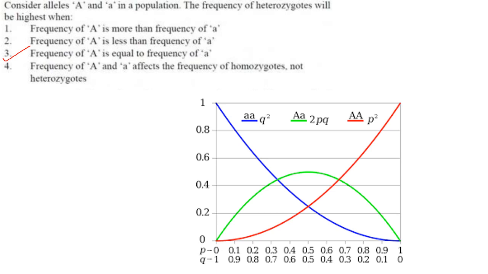Coming to the first question, these questions are from part B. Consider alleles capital A and small a in a population. The frequency of heterozygotes will be highest when. So if you see this graph, you can see that this is the heterozygous graph and the frequency is highest when P value and Q value are equal to 0.5 each. So when the frequency of capital A is equal to frequency of small a is the answer. So answer is option 3.